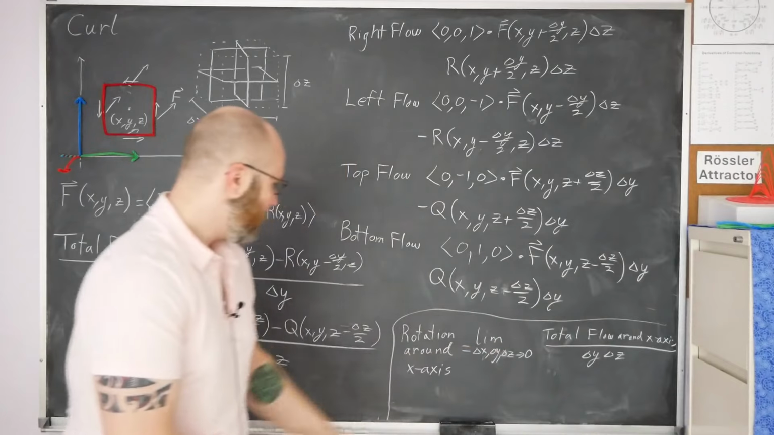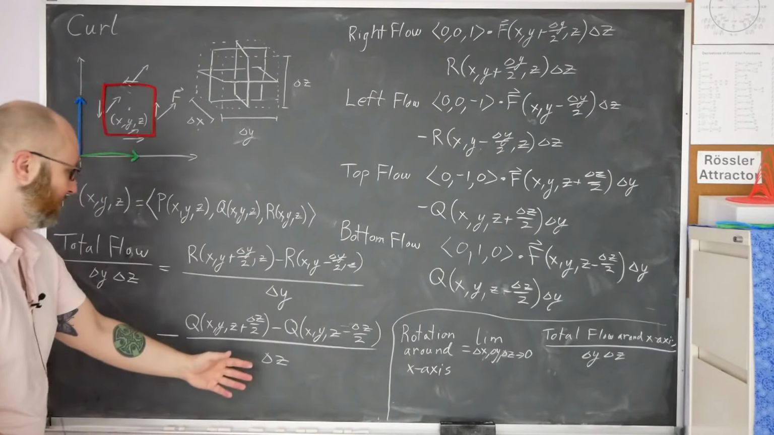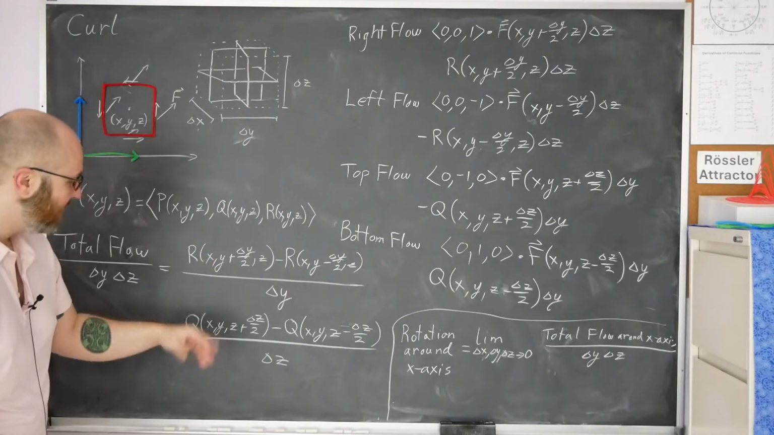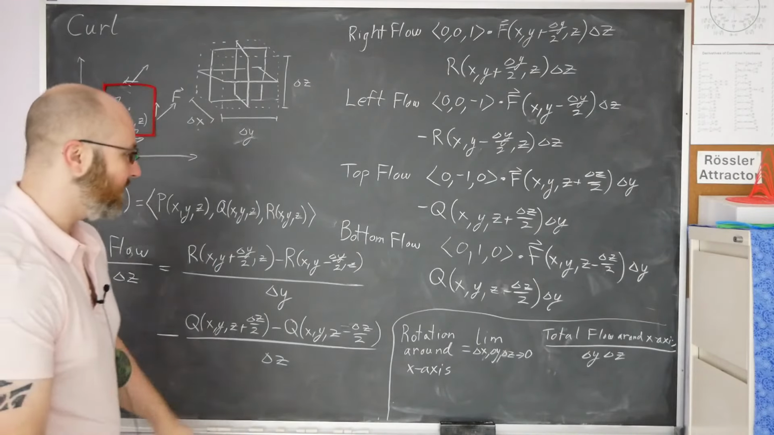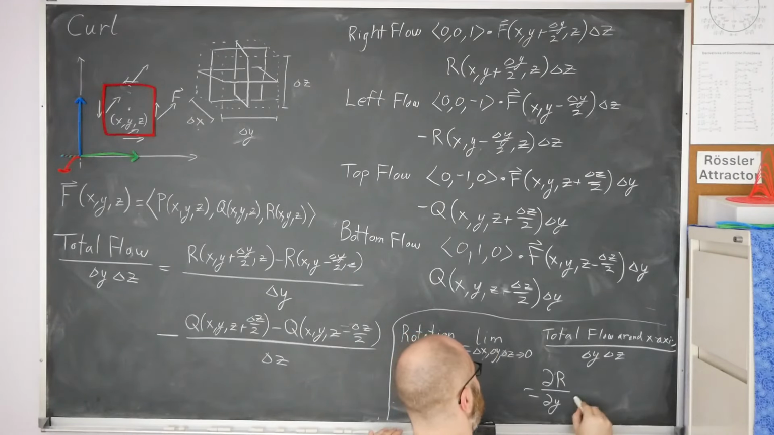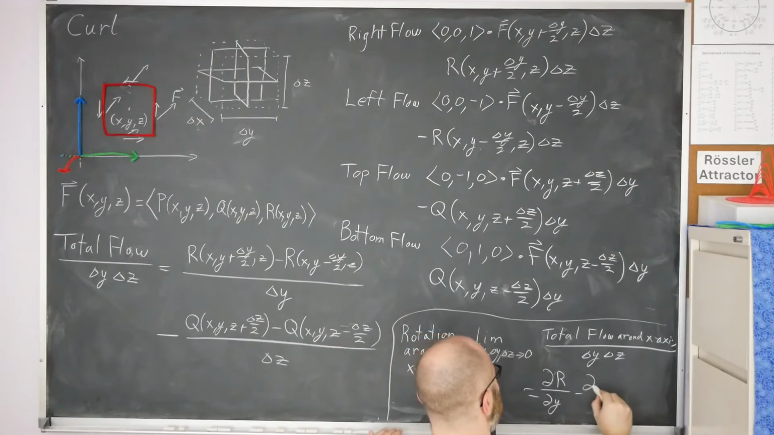Well, if I take the limits here, this ends up being partial R, partial y, this ends up being partial Q, partial z. So it ends up equaling partial R, partial y, minus partial Q, partial z.